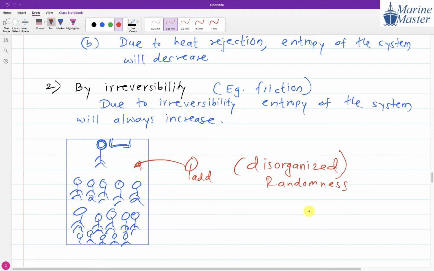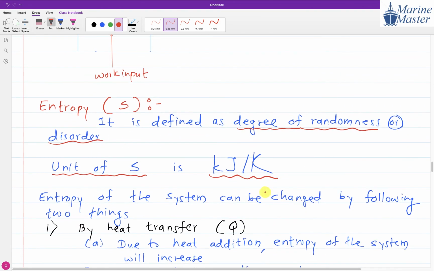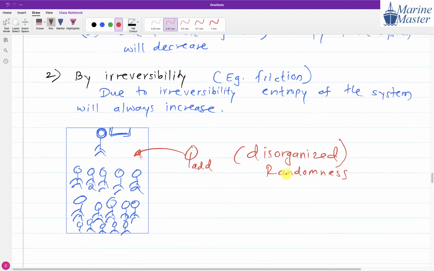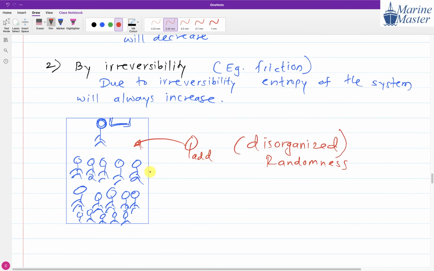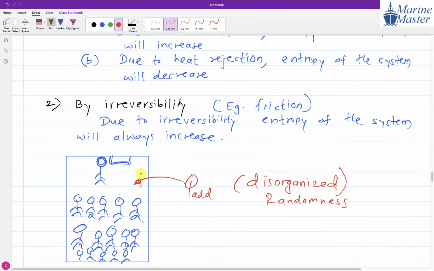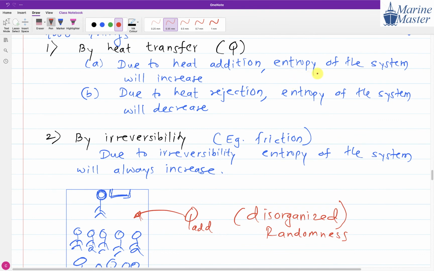And with increase in randomness, what is the meaning of entropy? We have seen the meaning of entropy: the degree of randomness. So due to heat addition, the randomness of the classroom is going to increase, and due to randomness, the entropy of the classroom is going to increase. That's what we have seen. Due to heat addition, the entropy of the system will always increase.